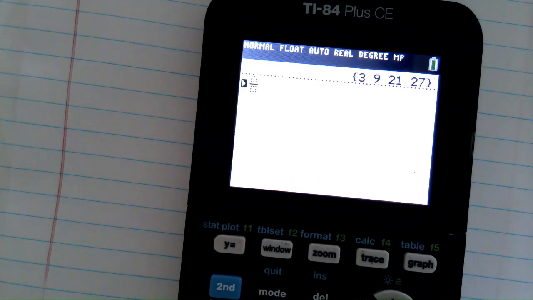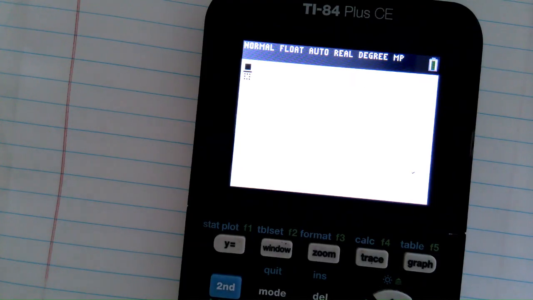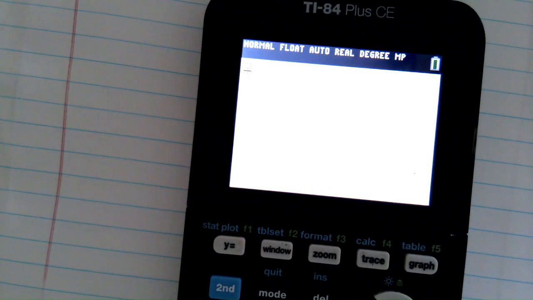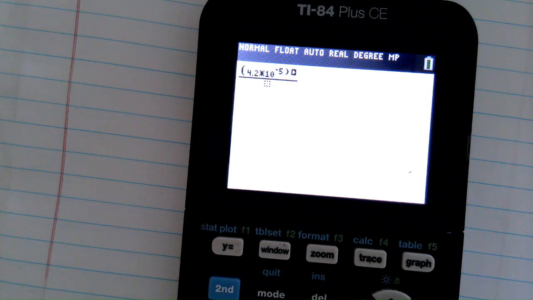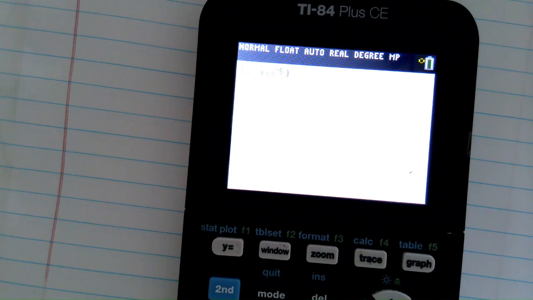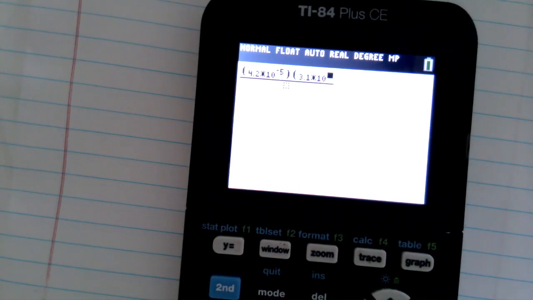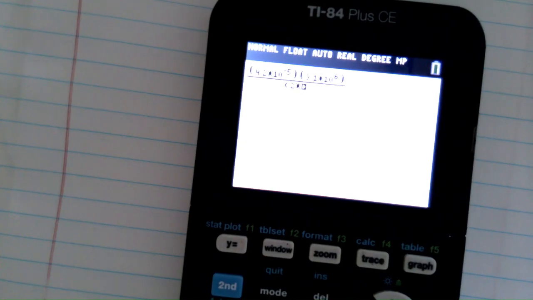Okay, so for our numerator, we have 4.2 times 10 to the negative 5th. And you have to arrow over to get back to normal size. And we have 3.1 times 10 to the power of 6. Then arrow to the denominator and do 2 times 10 to the negative 18th. And again, I forgot to arrow over. And this E thing really means times 10.